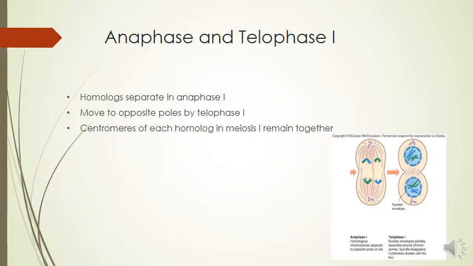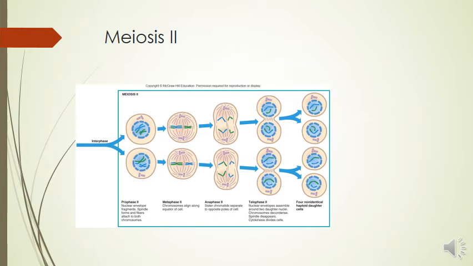The homologs separate in anaphase 1, and they move to opposite poles by telophase 1. And the centromeres of each homolog in meiosis 1 remain together. And here we have a diagram showing you what takes place during the process of meiotic division number 2.